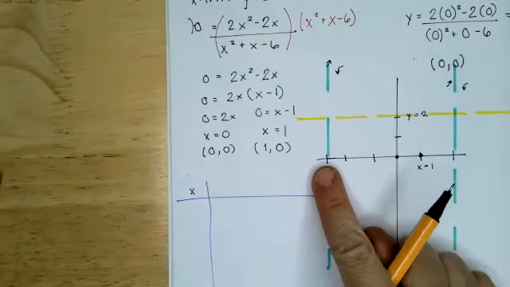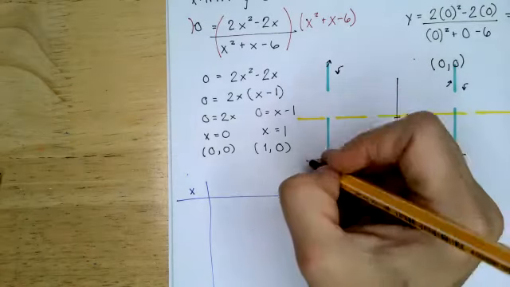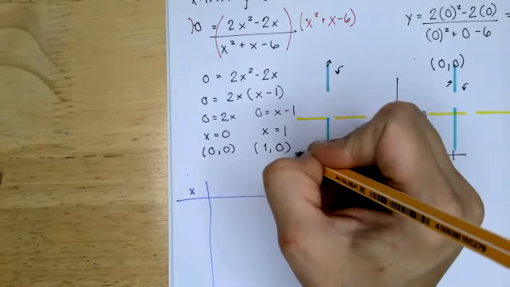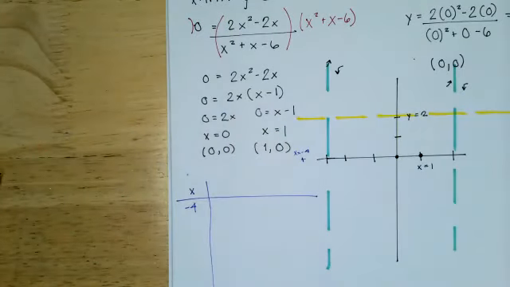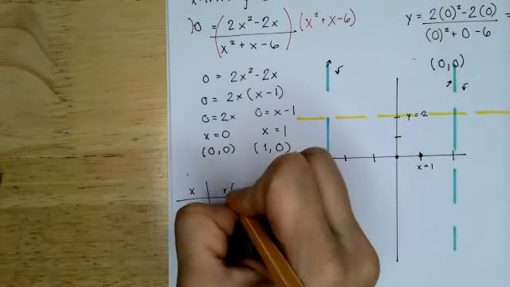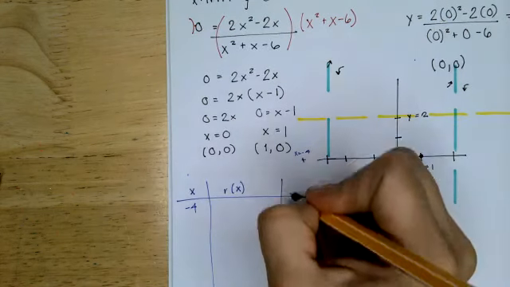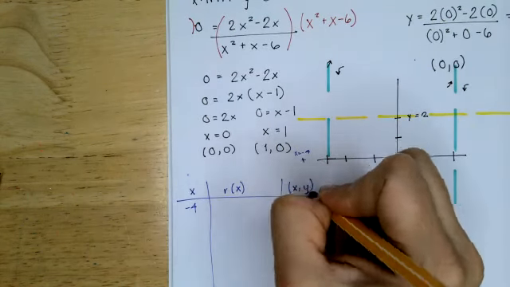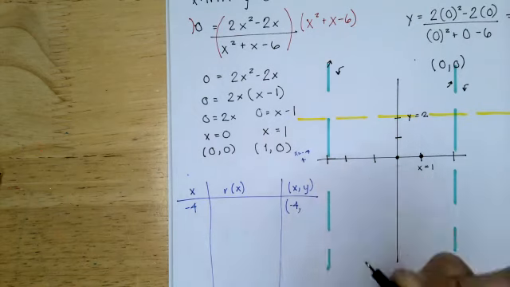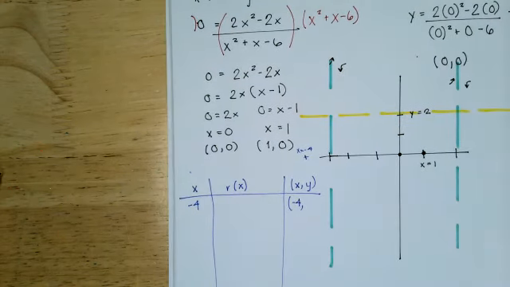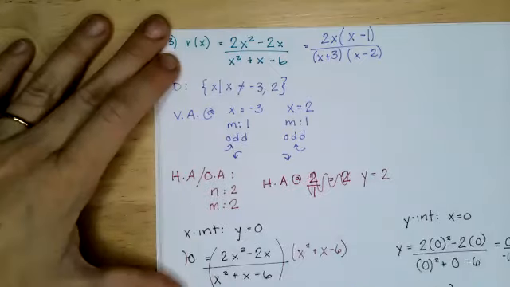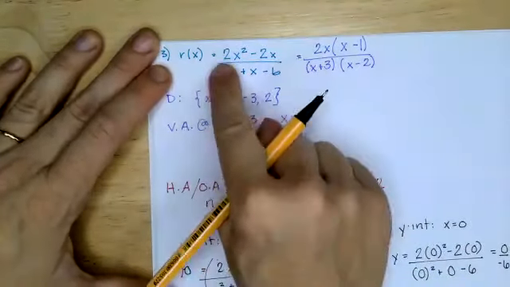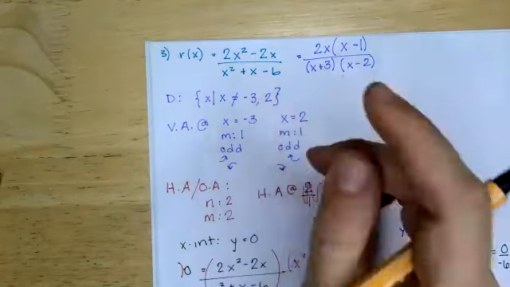When x is negative 4, maybe, when x is right here, what is y going to be doing? What is r of x going to be doing? That'll give you your point, negative 4 something. So when x is negative 4, I can put negative 4 into this.